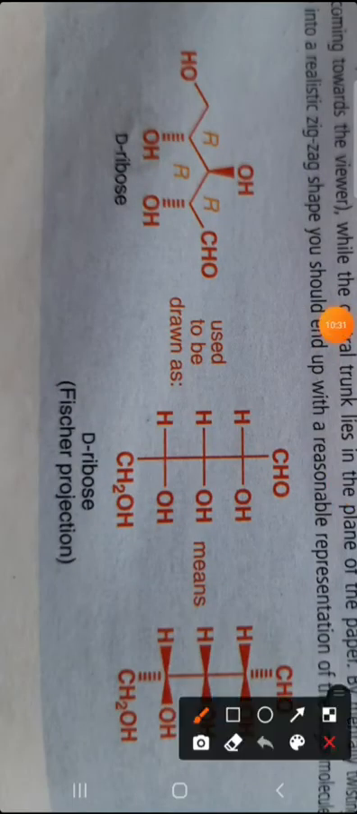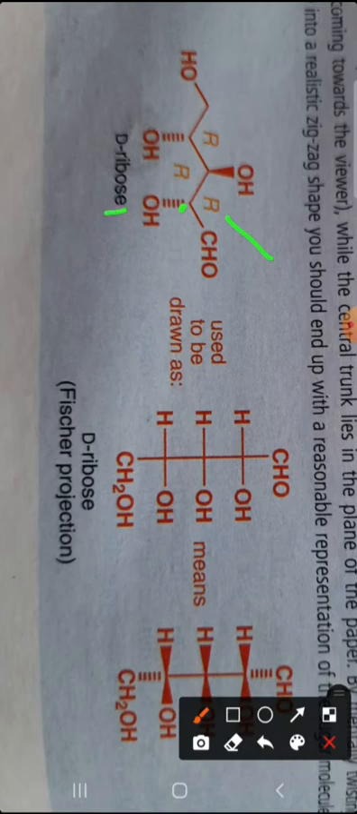Then how can we find out whether it is R or S? R means rectus, and S means sinister. R means plane polarized light rotates right, and S means plane polarized light rotates left. So this is rectus and sinister. So how to find out the R nomenclature.